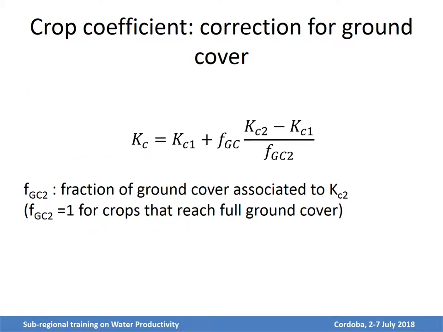If we want, we can calculate the crop coefficient as a function of the ground cover using this equation. In this equation, the crop coefficient is calculated as the initial crop coefficient at the end of the initial stage, the crop coefficient at the end of the rapid growth stage. In other words, this is the maximum value of the crop coefficient. This is the fraction of ground cover associated to maximum values of crop coefficient. And here is the crop coefficient at the end of stage one. And this is the fraction of ground cover. In other words, the crop coefficient will be increasing in proportion to ground cover.